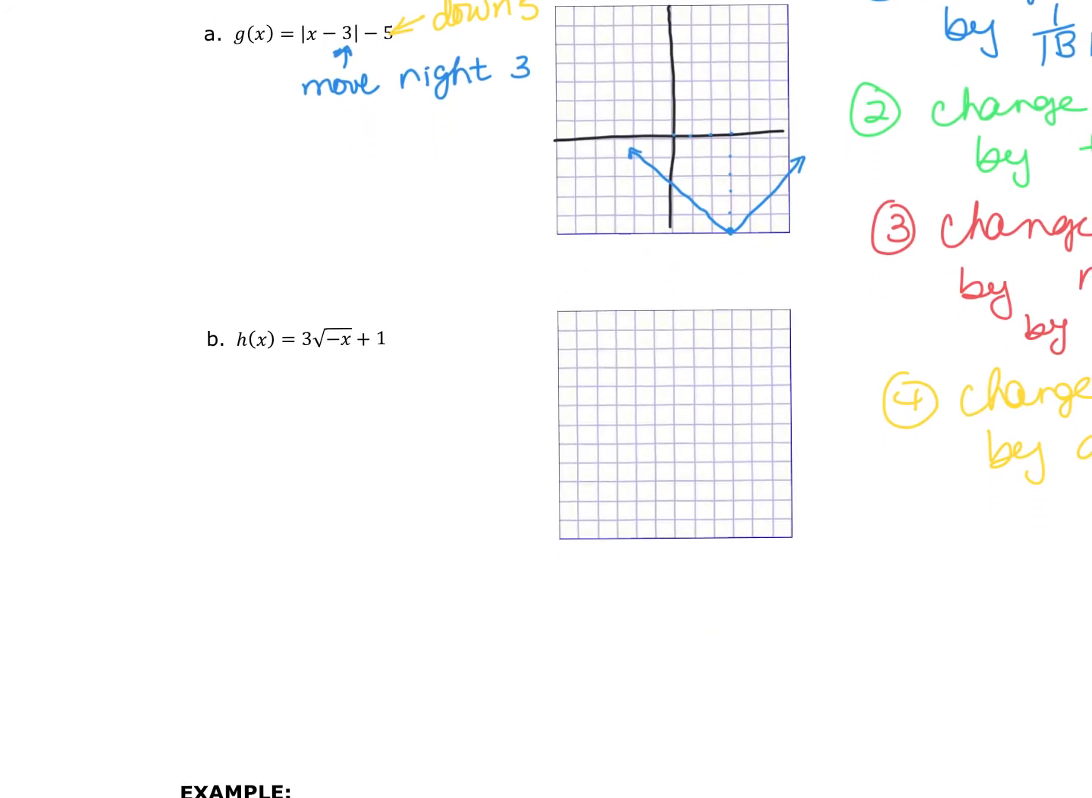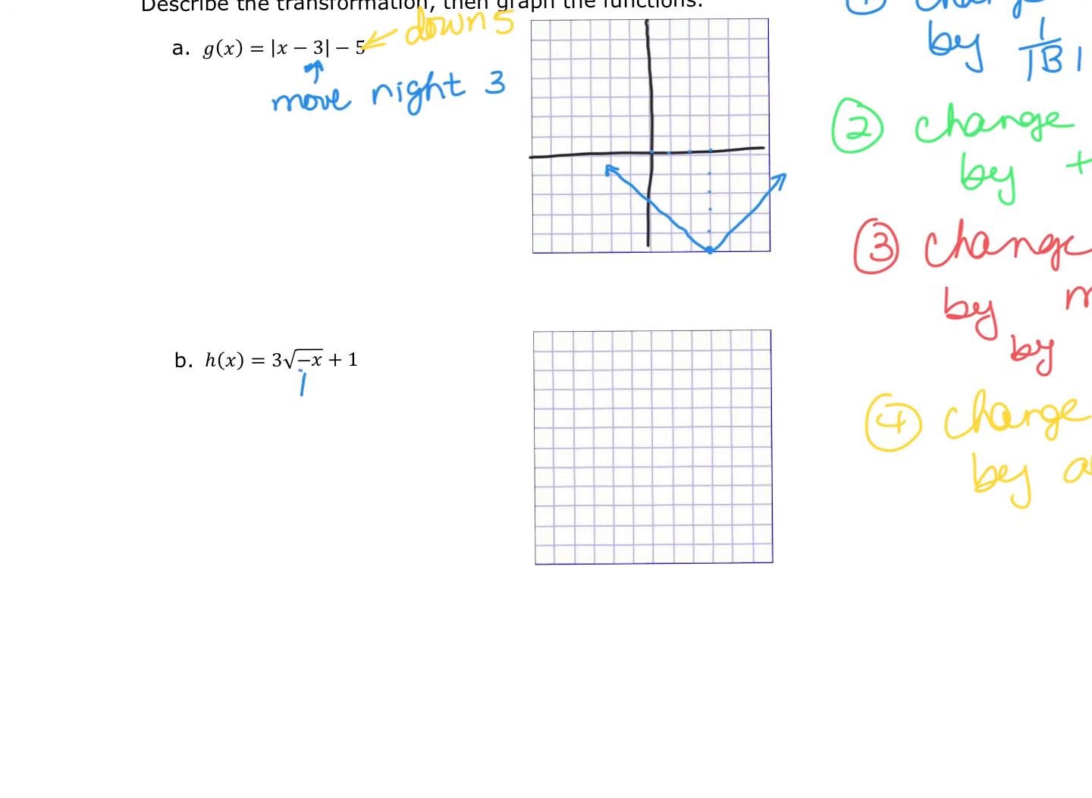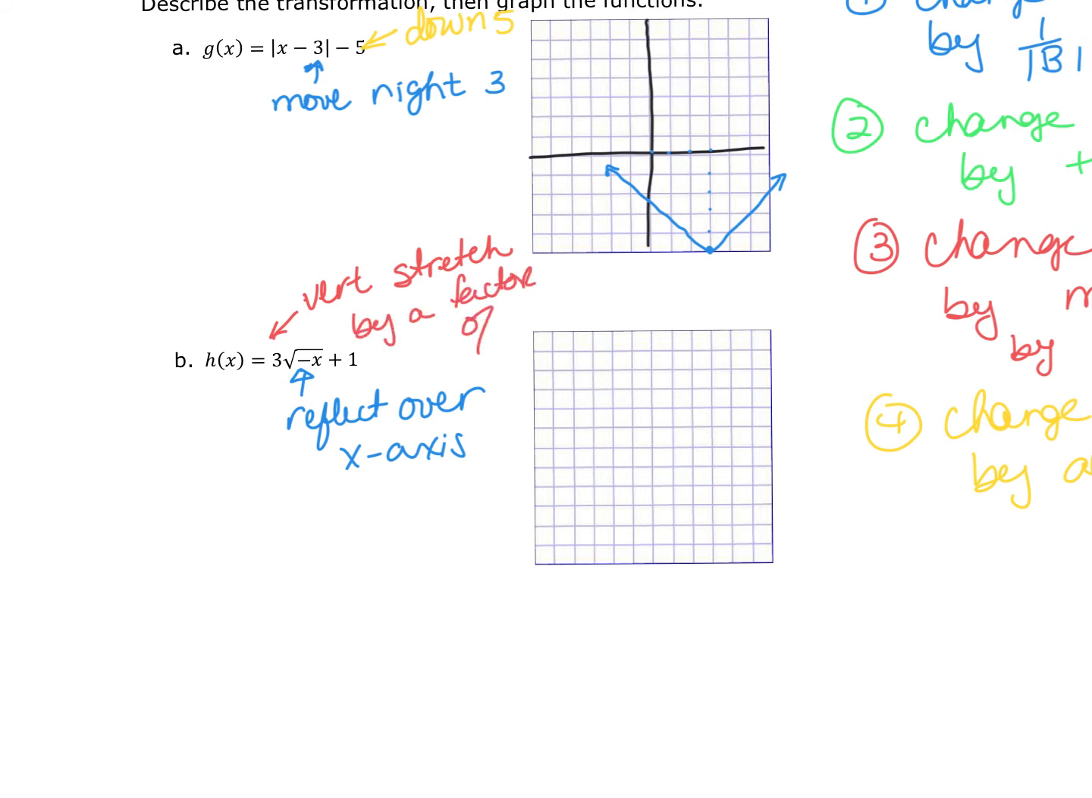Now, let's take a look at B. Let's talk about all the pieces that happen. So the first thing that happens is my negative. So this means I reflect over the x-axis because it's a negative x. This 3 says I'm going to have a vertical stretch by a factor of 3, and this 1 means I'm going to go up 1.